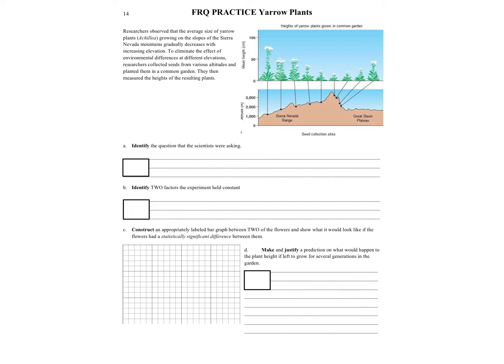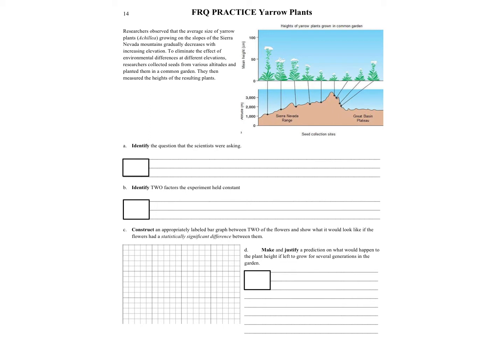To eliminate the effects of environmental differences at different elevations, researchers collected seeds from various altitudes and planted them in a common garden. They then measured the heights of the resulting plants. So even though their experiment was done all at the same level, they indicate which of the seeds were captured at the different altitudes or heights on the mountains. And so you can see how the ones that were at lower altitude, at about 1,000, grew very tall plants, whereas the ones that were higher up, say 3,000 and above, grew very short plants.